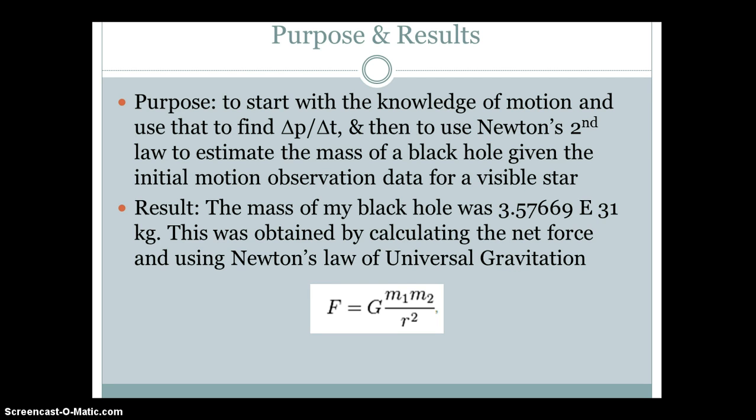The result was that I found the mass of the black hole to be 3.57669 e to the 31 kilograms. This was obtained by calculating the net force and using Newton's law of universal gravitation, which gives us this formula right here. How this is done and why I made the choices I did will all be explained later.